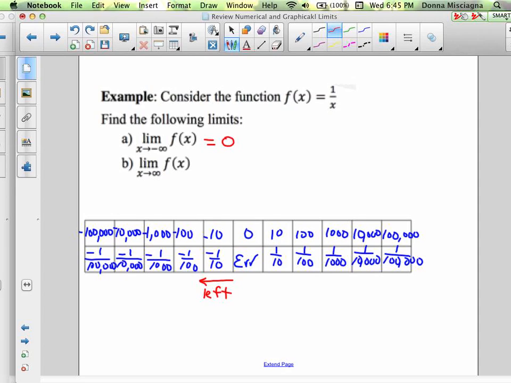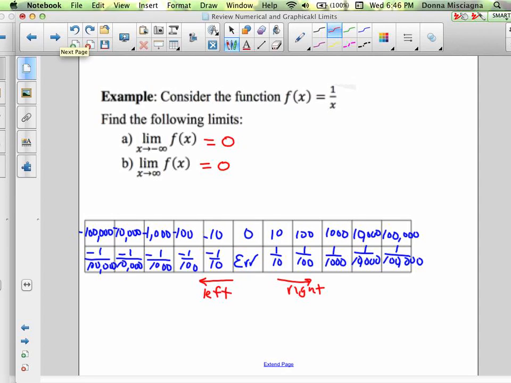Now let's look to the right. And we see the same thing happening. Right? As I use larger and larger values of x, the whole function gets smaller and smaller. 1/100,000th is certainly smaller than 1/10,000th. So again, we are approaching 0. So notice here we were finding the limit as x approaches negative infinity or as x approaches infinity.